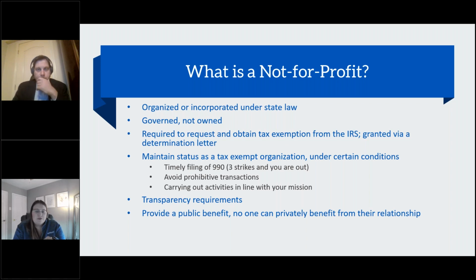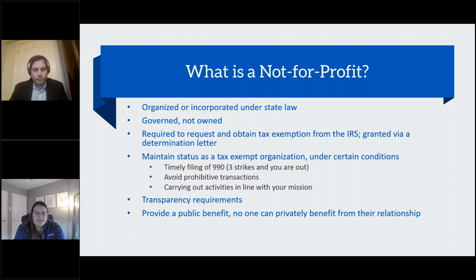A couple of things to consider, and we'll talk about some of these things in more detail. First and foremost, the timely filing of your 990 and any other state documents is really important. There is a three strikes and you're out rule here, meaning that if you do not file that 990 for three consecutive years, that status will be automatically revoked. So just something to keep in mind.